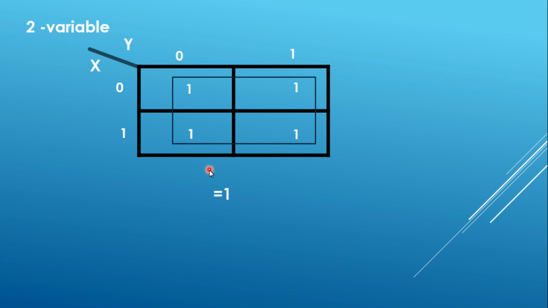You can have such a situation also, as you are seeing here, where there are four ones clubbed together. In this case, what is the answer which you are getting? Actually, x is changing and y is also changing. So you will have 1 as the minimized expression for it.